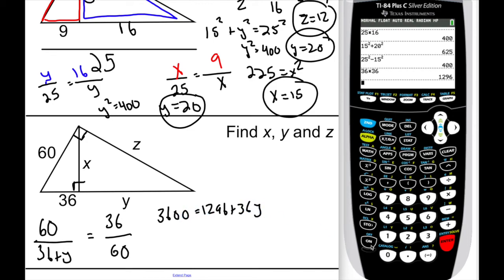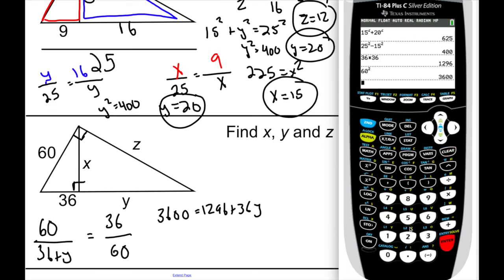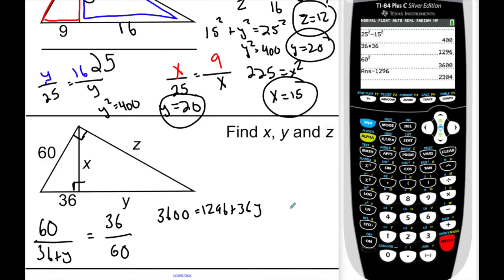Okay, so now see there's only y there. So I've got 3600. And by the way, you can verify if I do 60. Okay. So 2304 equals 36y. It's divisible by 4 and 9.